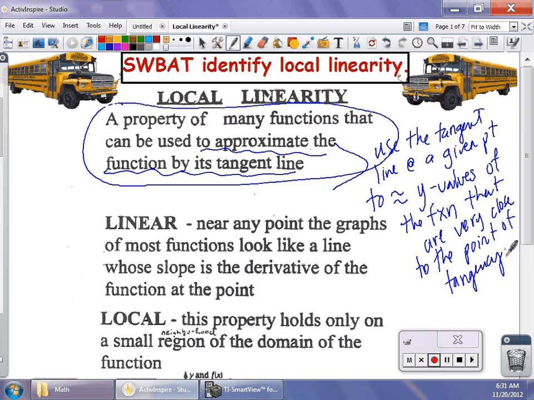Now that's not going to be fully apparent until we actually jump into a problem. But when we do the problems, come back to this statement at the end to remember, what are we trying to do? We're going to use the tangent line at a given point to approximate y values of the function that are very close to the point of tangency. And that very close is important. That's the whole idea of local linearity.